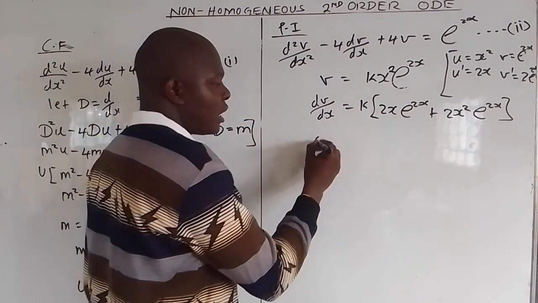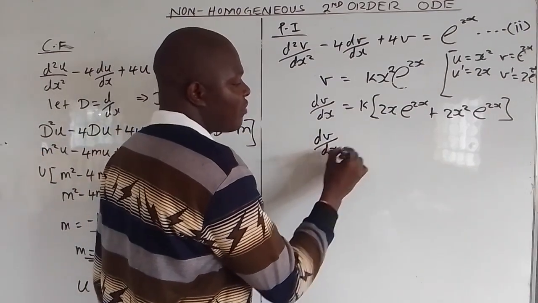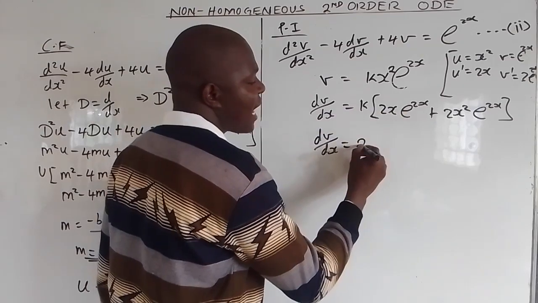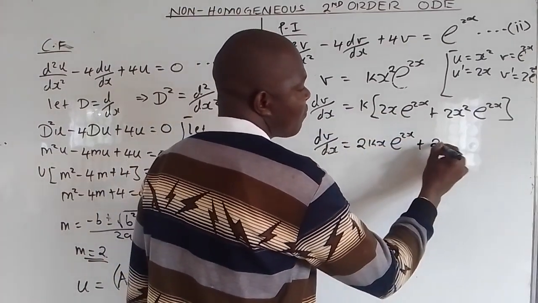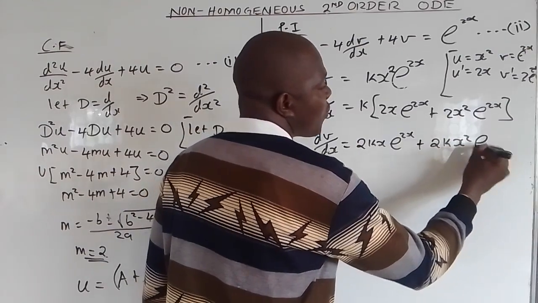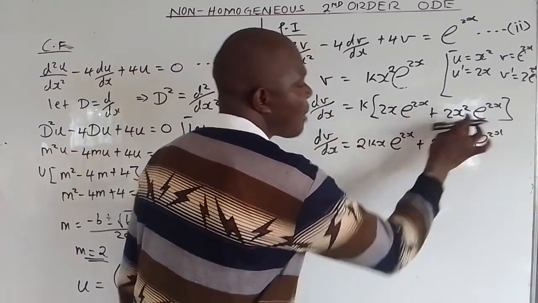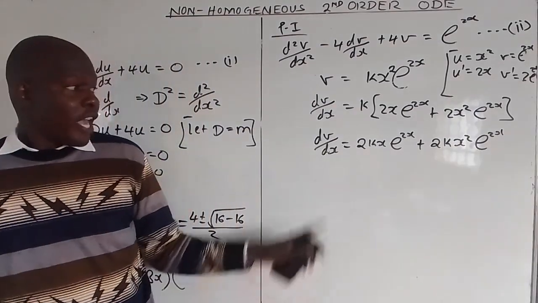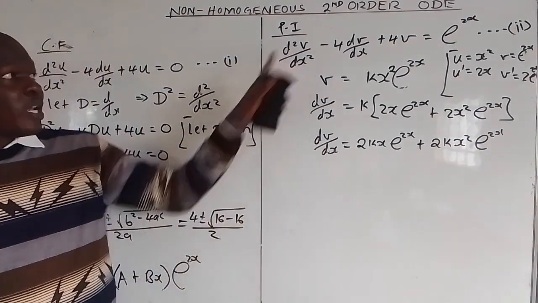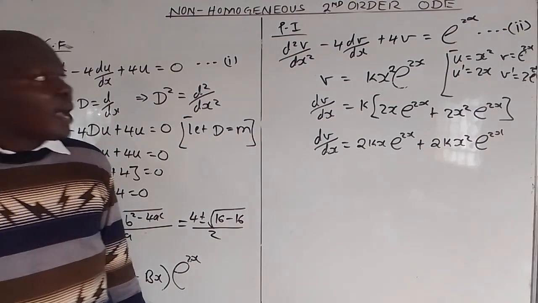So from there, you have dv over dx equals, you take k inside, it is 2k exponential 2x plus 2k x squared exponential 2x. K multiplies all the terms inside the bracket, isn't it? So here we found dv over dx. What else do we need? D squared.